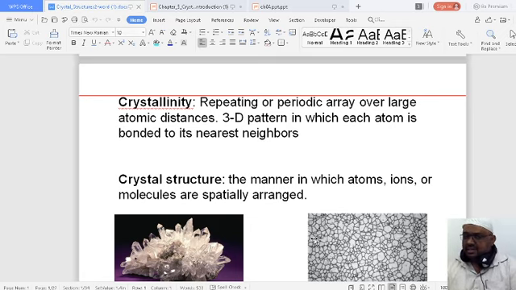So, what crystallinity says is that if the arrangement of the atoms is in a sequential order, and we are considering the three-dimensional pattern, then we call such a phenomenon crystallinity. And how does this crystal structure look?